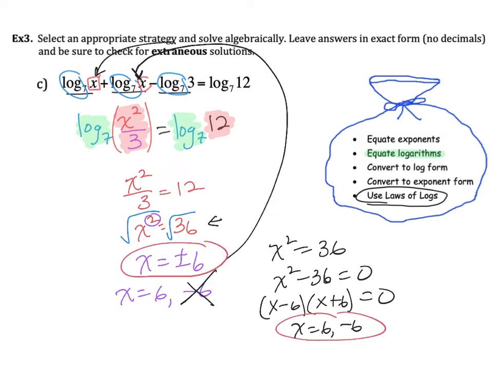And then we want to see that you understand that we reject one of those solutions. So the answer here is only x equals 6.